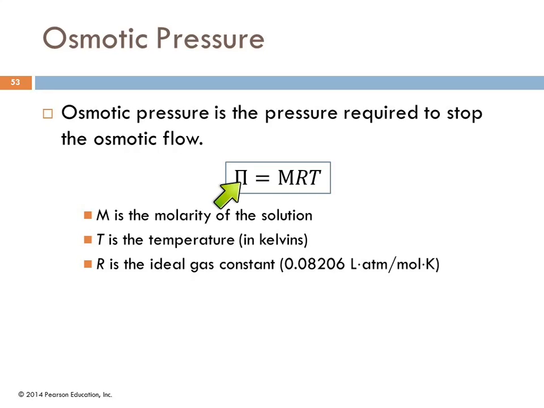And so that's a capital Pi. This looks like a shouting equation, right? Capital Pi equals capital M, capital R, capital T. It's yelling at us. M is the molarity, T is the temperature in kelvins, and R is the ideal gas constant. So here, the ideal gas constant is liter atmospheres per mole Kelvin. And we've got a molarity, which is moles per liter. And so it's going to work out to be atmospheres for the osmotic pressure.